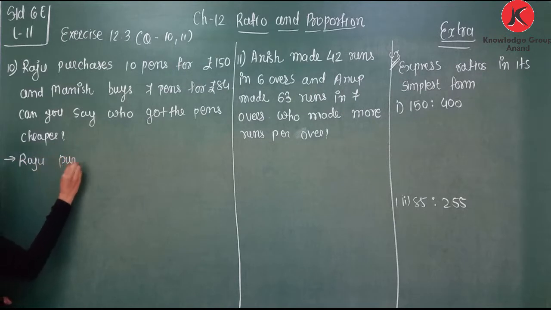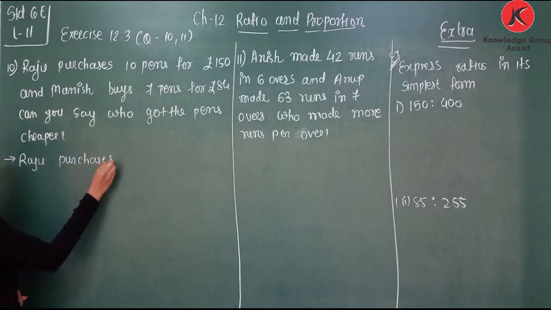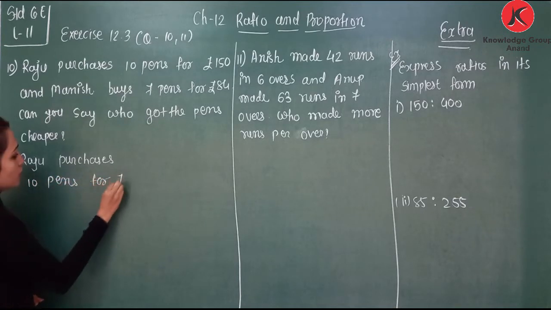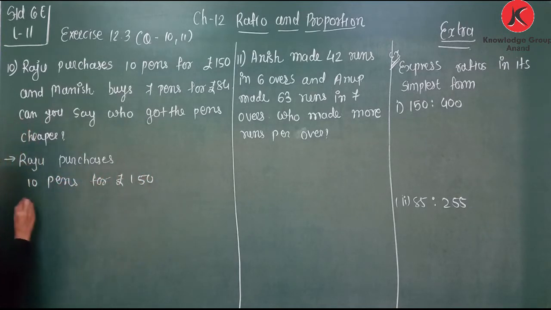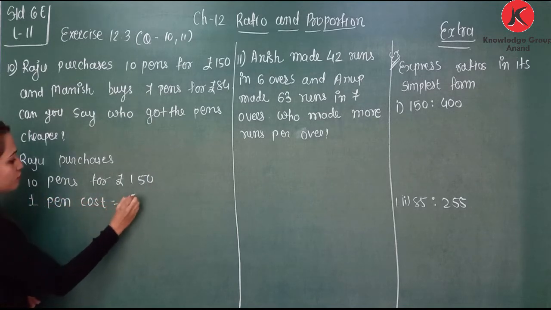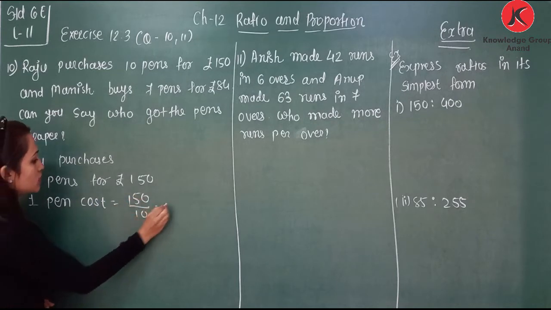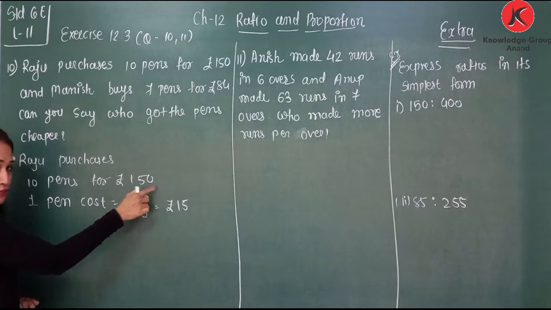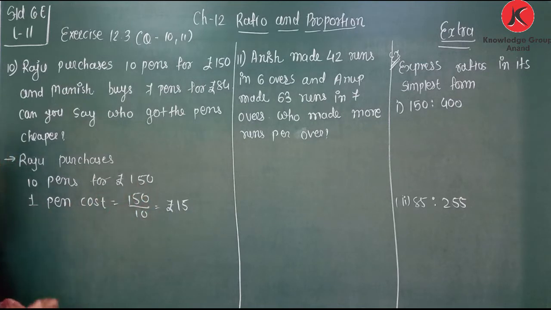Raju purchased 10 pens for rupees 150. So 1 pen costs 150 divided by 10. It is 15 rupees. 10 pens cost 150, so 1 pen costs 15 rupees.